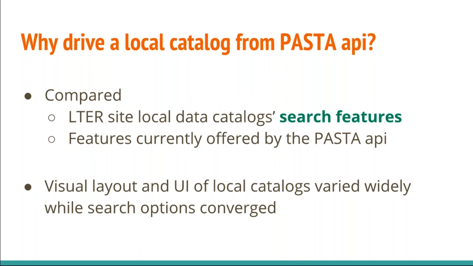So why would you want to drive your local catalog from the PASTA API? It's a great idea for several reasons. The main two I'm going to cover are that I compared the LTER sites' local data catalogs that we now have, there are 28 sites now, which include a few new sites, but I only looked at the not-new sites. And I looked at features that are currently offered by the local sites and compared those to the features which the PASTA API can provide. I also looked at the visual layout and user interface of the local catalogs. Those vary widely, and there's nothing to keep you from styling and designing your user interface how you want while still under the hood using the catalog services from PASTA.